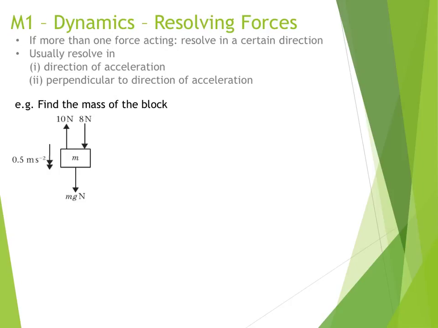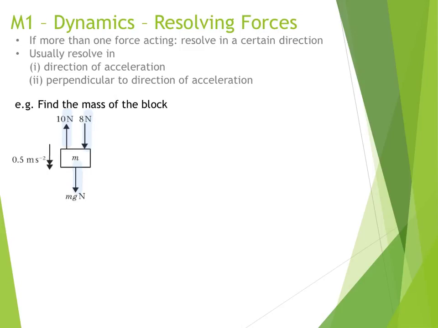So we're going to start off by looking at the direction of acceleration, which is downwards. So we're going to look to highlight everything going downwards in the same colour. So I've got mg, I've got 8 newtons, and I've got 10 newtons. And it looks like in this case I haven't actually got anything to deal with in the horizontal, or rather perpendicular to acceleration direction. So that's going to make my life an awful lot easier.